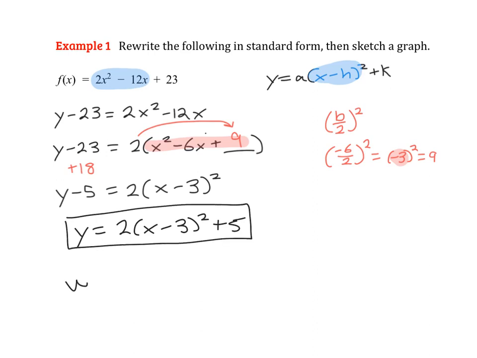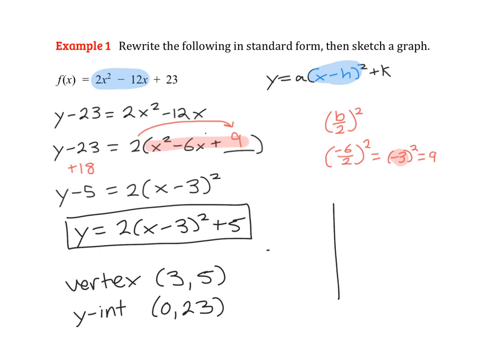So from here, you can see that our vertex is positive 3, positive 5. If you look back at our original equation and set x equal to 0 right here, we can see that our y-intercept is at 0, 23. And this graph actually doesn't have any x-intercepts because its vertex is above the x-axis, so it would look something like this.